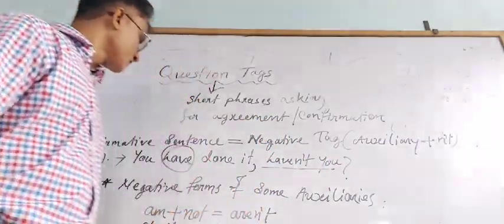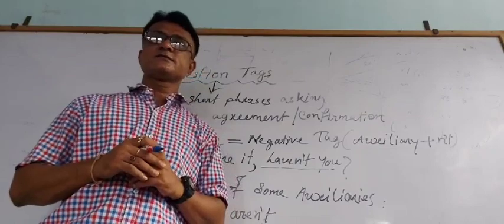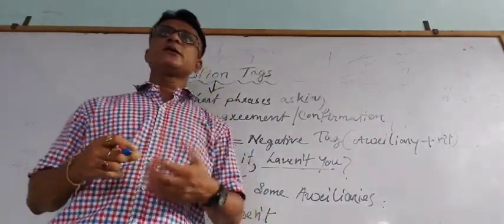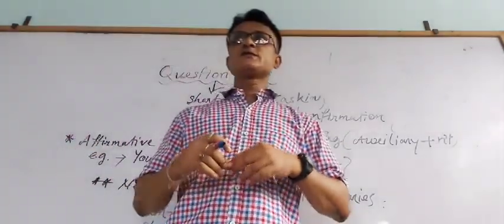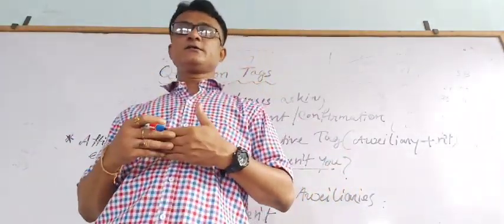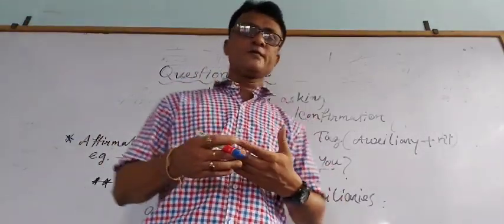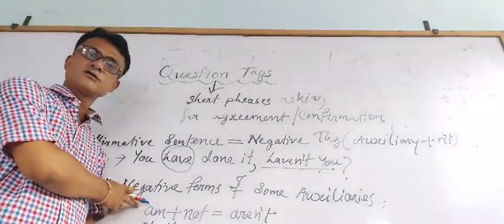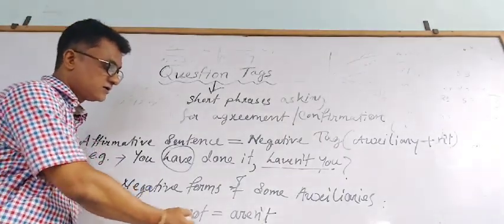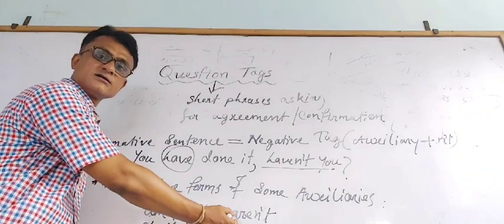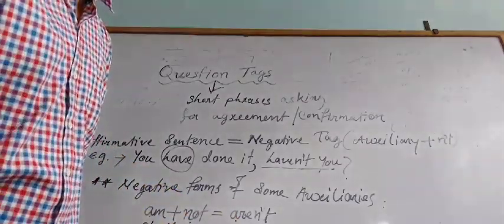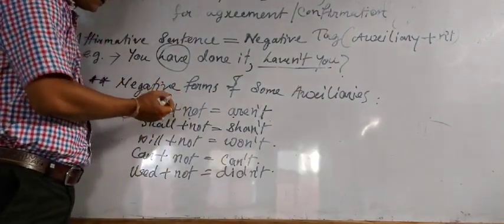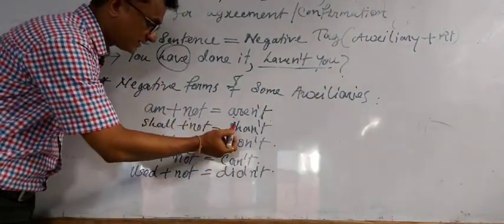Okay, so there are some extraordinary auxiliaries. Why am I saying so? Because after adding not with them, they change their form. Like here you can see am plus not becomes aren't. So am plus not equal to aren't.